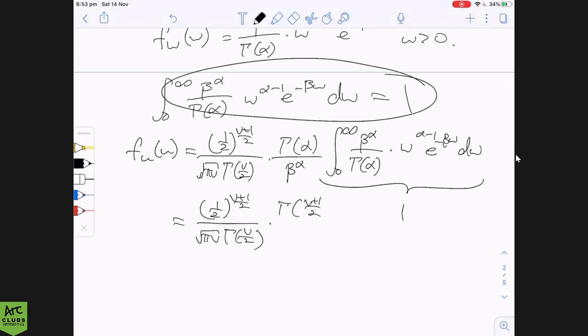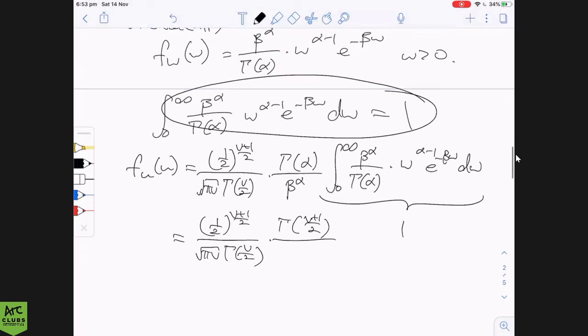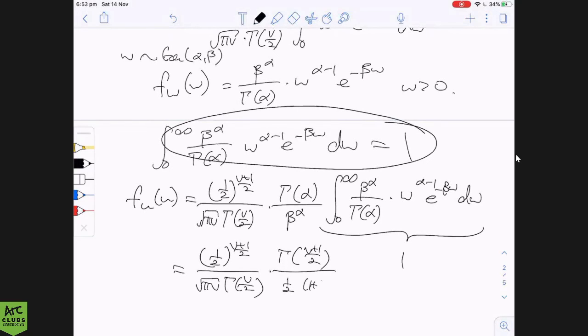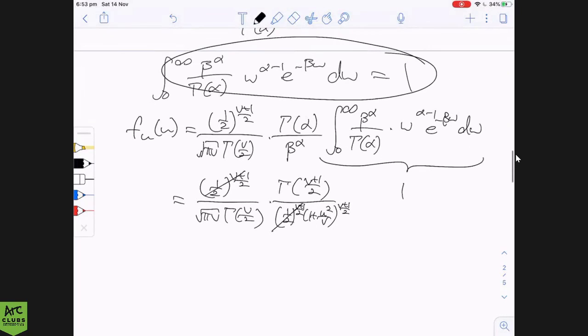and beta is 1/2 times 1 plus u squared over v. Each of these to the power of v plus 1 over 2, v plus 1 over 2. And we can see that these two cancel out. And finally, this gives us the distribution of t.